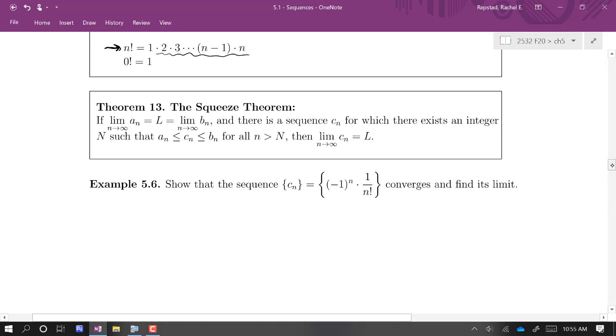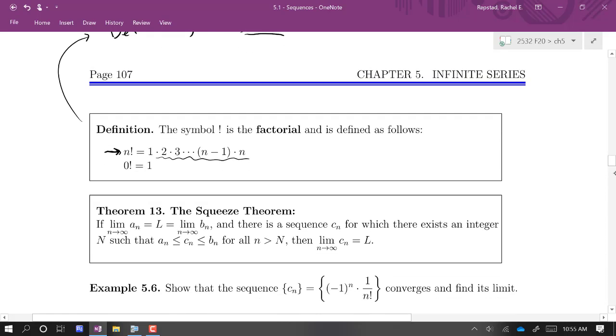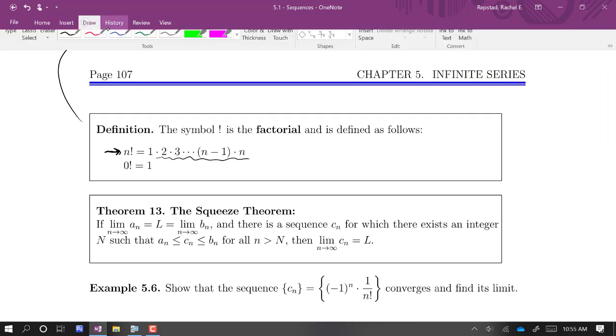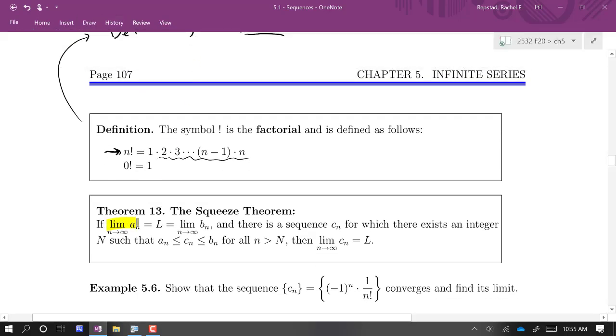Next, another result is the Squeeze theorem. So let's suppose I have two sequences, my a_n and b_n, and both of the a_n and b_n are approaching the same value, right? That's what that highlighted piece means.